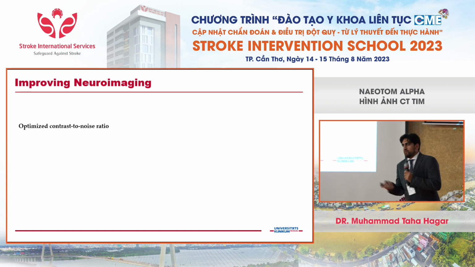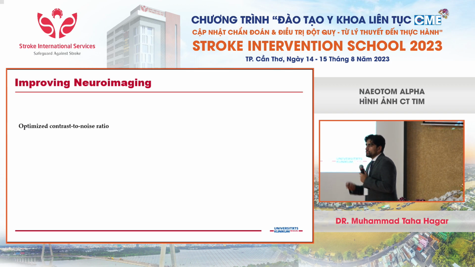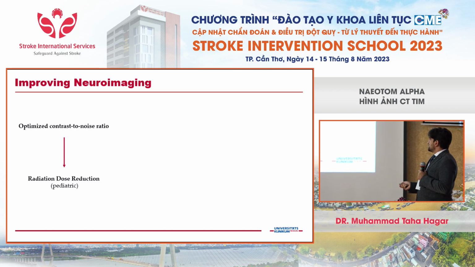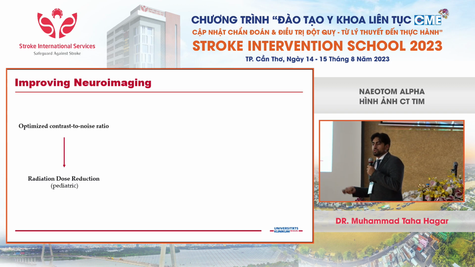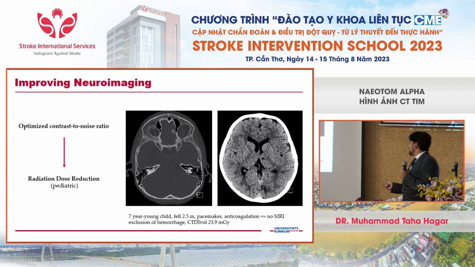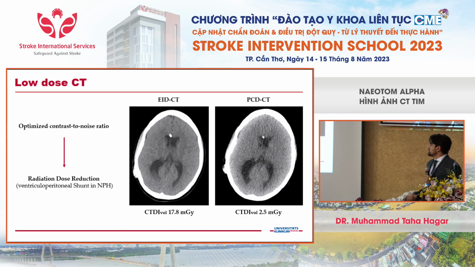For the last 3 to 4 minutes of my talk, I want to focus a little bit on the improving of neuroimaging, but keep in mind I'm a cardiovascular radiologist, so this is the optimized contrast to noise ratio that it provides, where you can decrease the radiation dose, and especially in pediatric imaging, this could be beneficial. Here of a 7-year-old patient where we excluded brain hemorrhage. He had a pacemaker and anticoagulation, and unfortunately fell 2.5 meters with very reasonable radiation dose and good image quality.